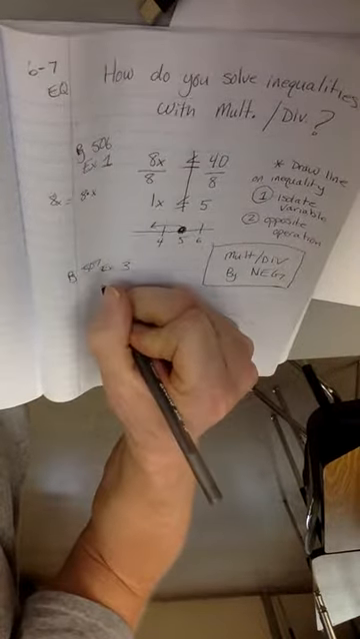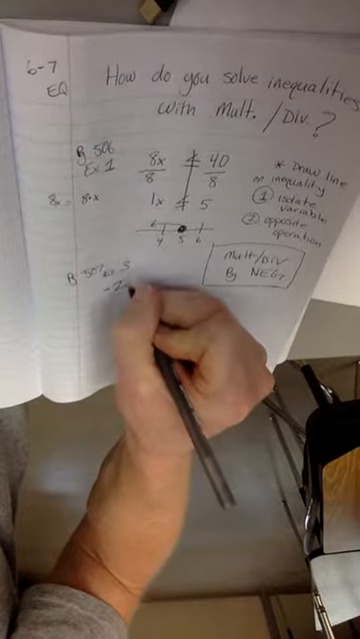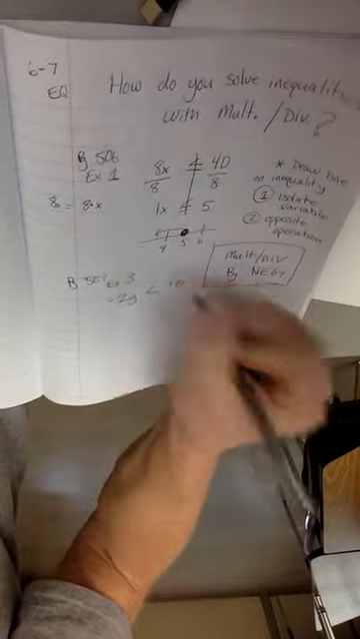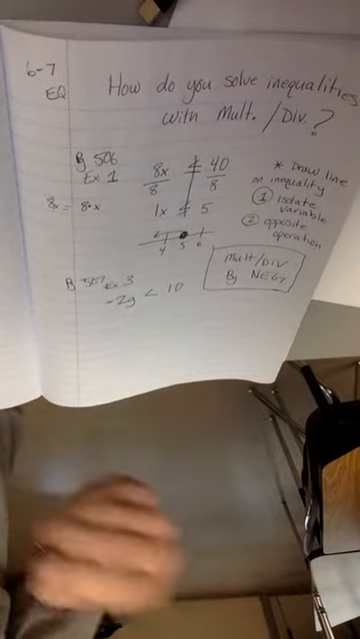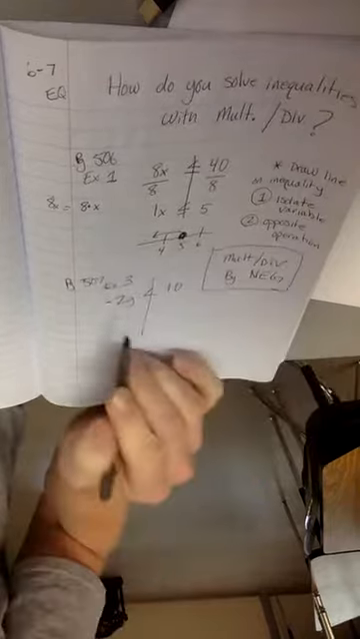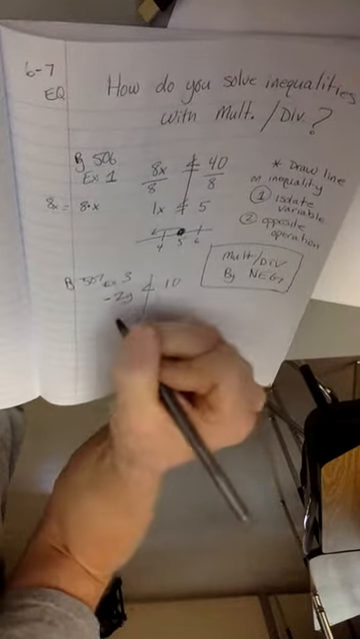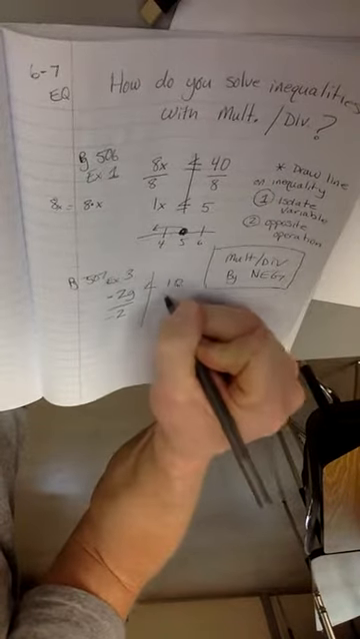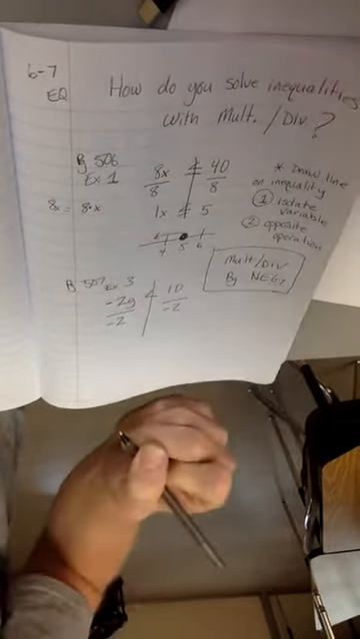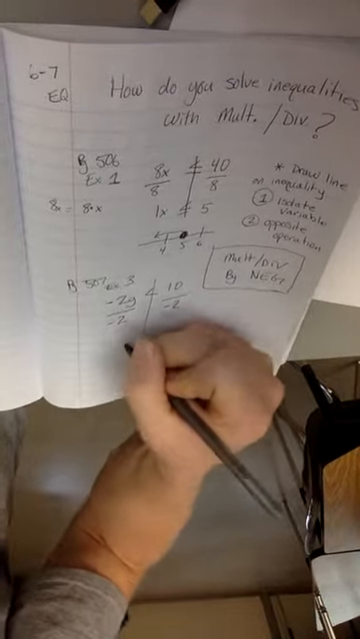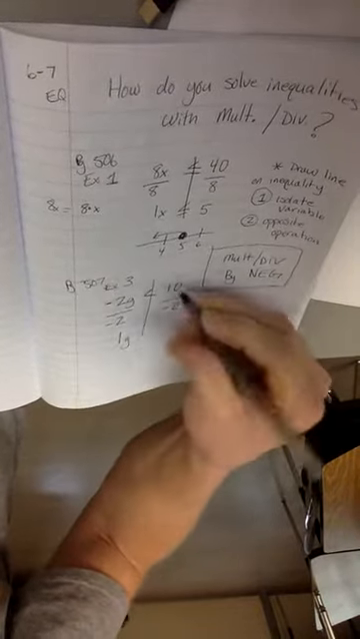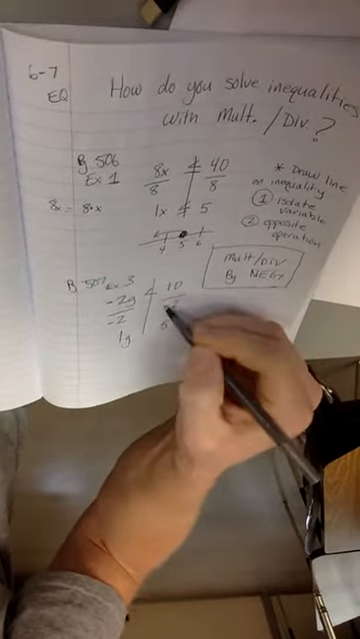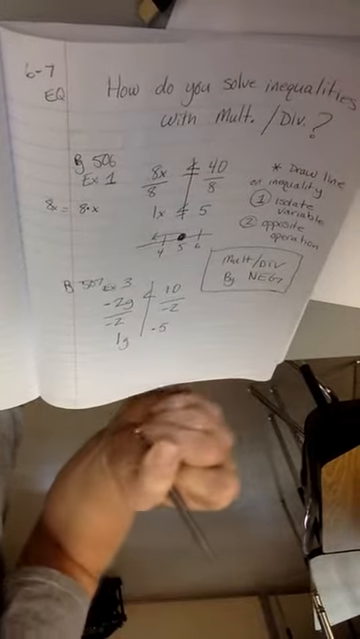And the example is negative 2g is less than 10. Okay, same method. We're going to draw the line. This means negative 2 times g, so we're going to go ahead and divide, opposite math, by negative 2. Negative 2 divided by negative 2 is 1g. 10 divided by negative 2 is 5. Remember, that's a positive divided by a negative, so this is a negative 5.